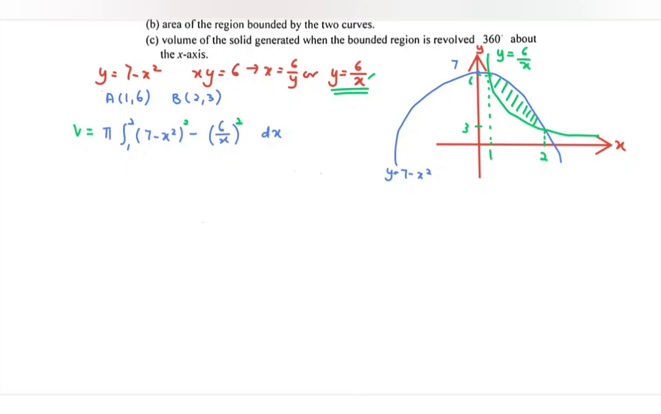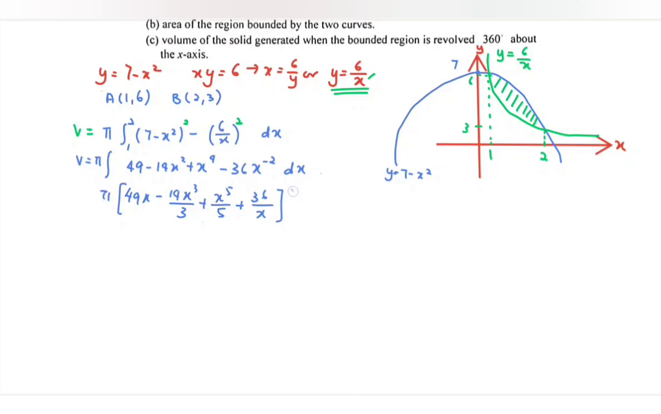Continue. Next, what we have to do is to integrate the situation. So before we integrate, kindly expand the situation. We have the volume, pi, integral of 49 minus 14x squared plus x to the power 4 minus 36x to the power negative 2. Next, integrate the situation: 49x minus 14x to the power 3 over 3 plus x to the power 5 over 5 and then plus 36 over x, with the limit 2 and 1.